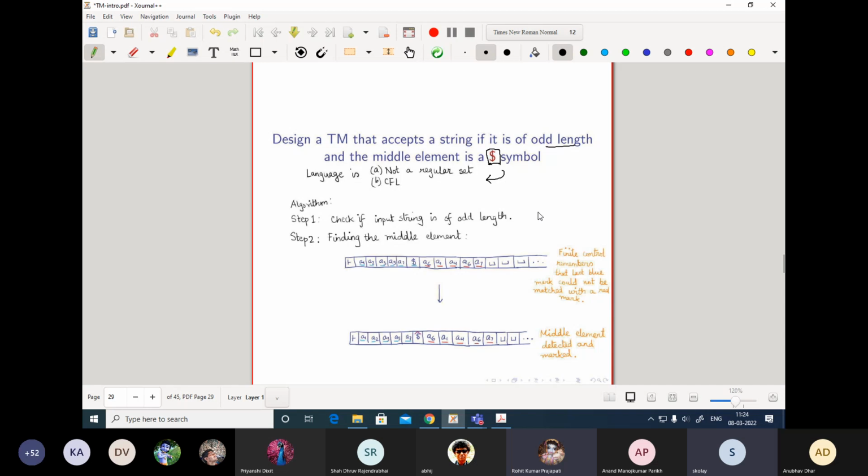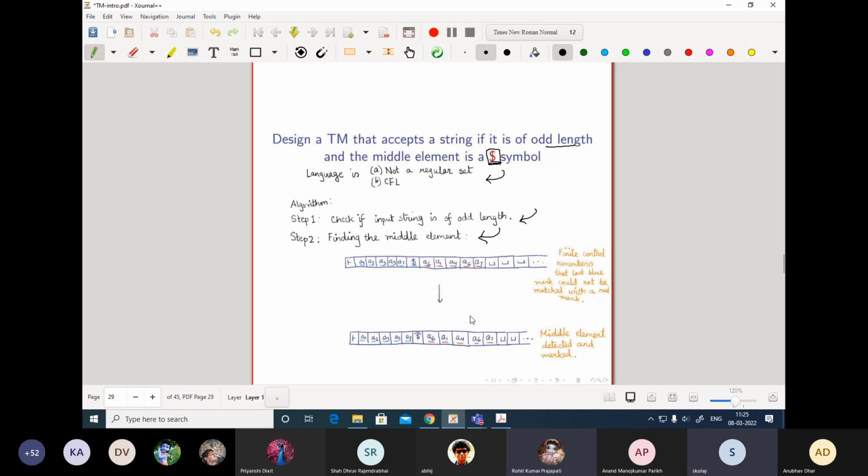Now, basically to do this, first you have to check whether it's an odd length string. Again, this is something that you can do in your finite control. Just take a pass through your read-write tape, and in your finite control, remember the parity of the string. The second step is finding the middle element. Once you find the middle element, you have to check whether it's this special symbol dollar or not.